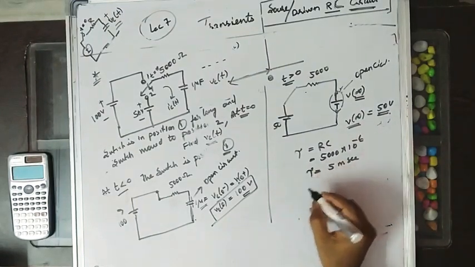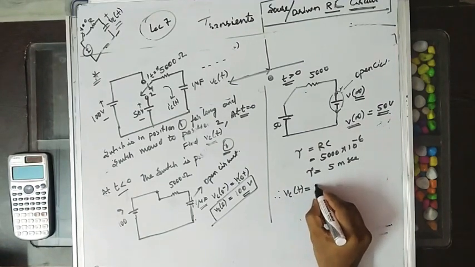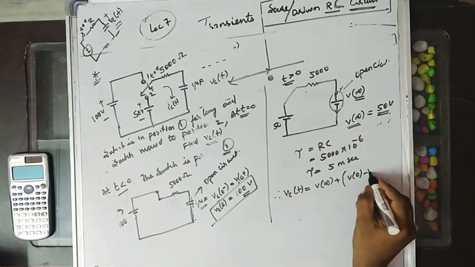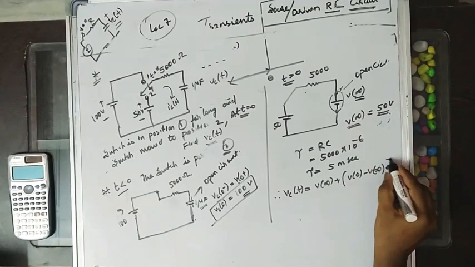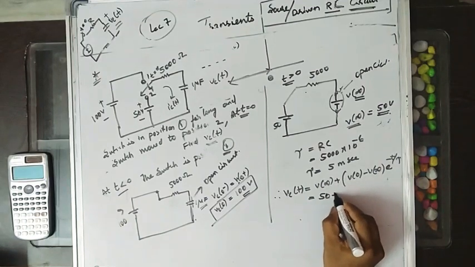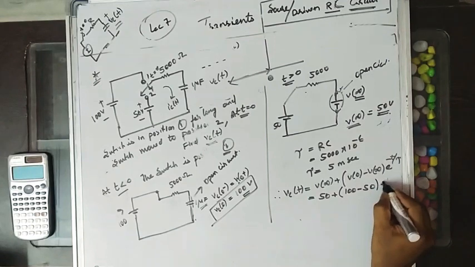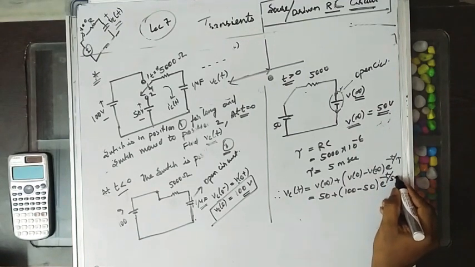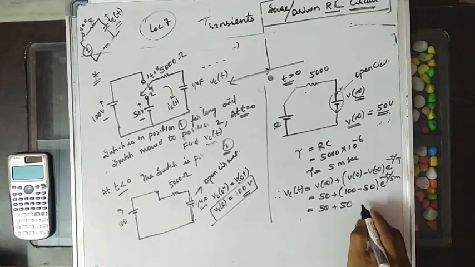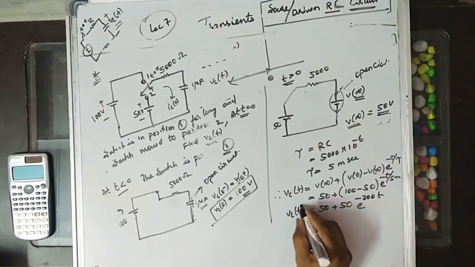Tau. So by the standard equation, Vc of t equals V of infinity plus V of 0 minus V of infinity, times e power minus t by tau. So V of infinity is 50, plus 100 minus 50, times e power minus t by 5 milliseconds. This becomes Vc of t equals 50 plus 50 e power minus 200 t.